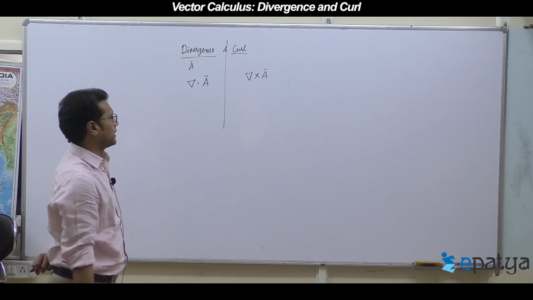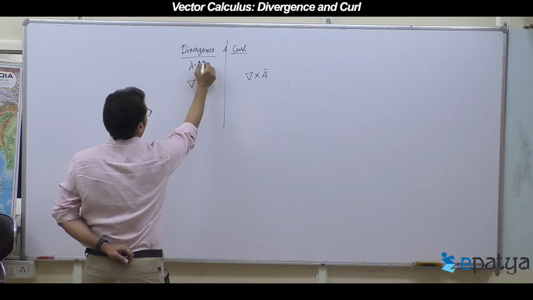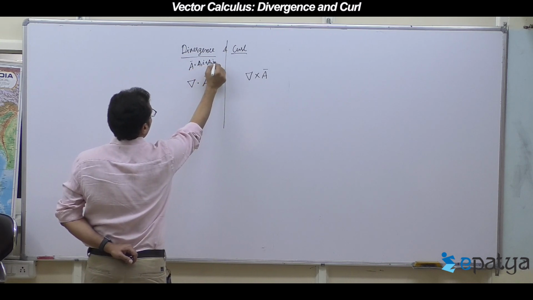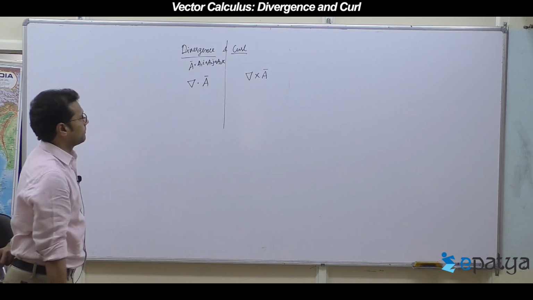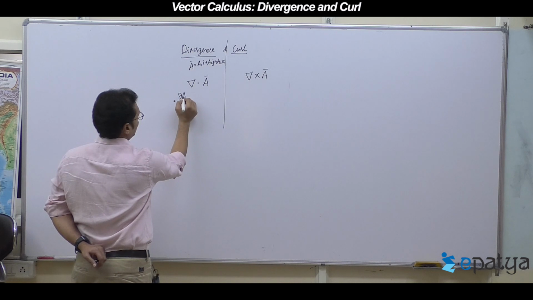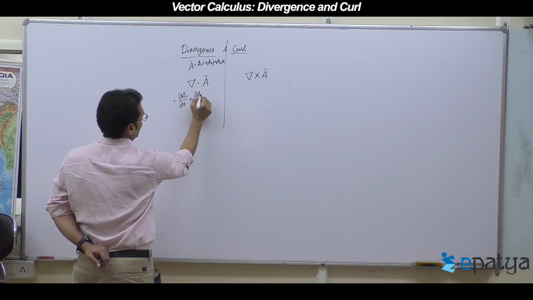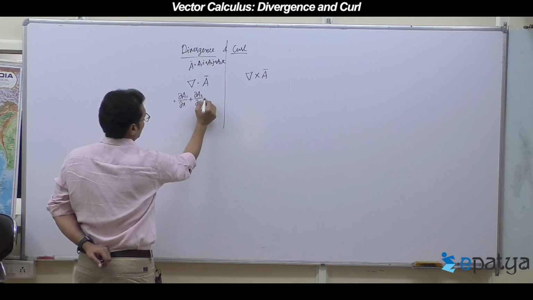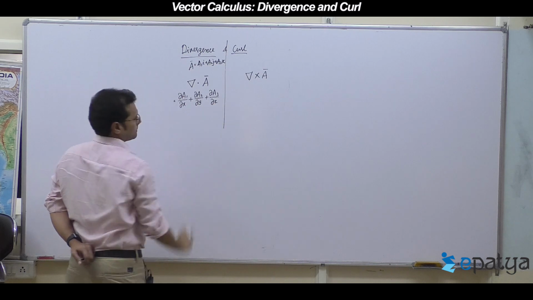But how is it defined? Suppose a bar is a1 i plus a2 j plus a3 k. Then divergence of a bar is nothing but dou a1 by dou x plus dou a2 by dou y plus dou a3 by dou z.